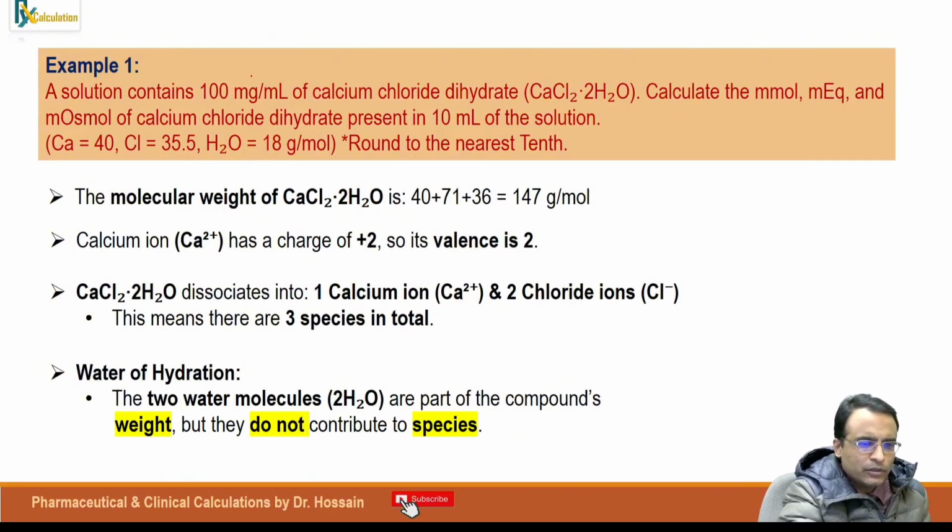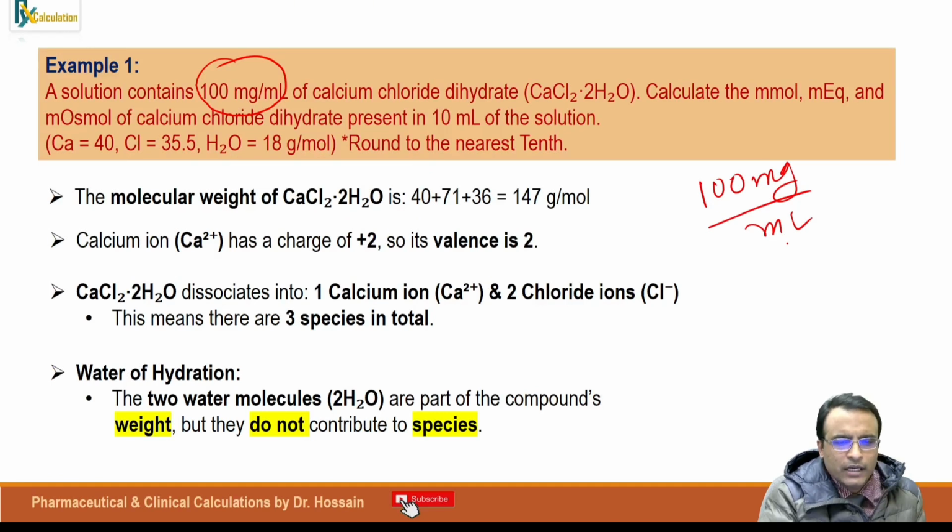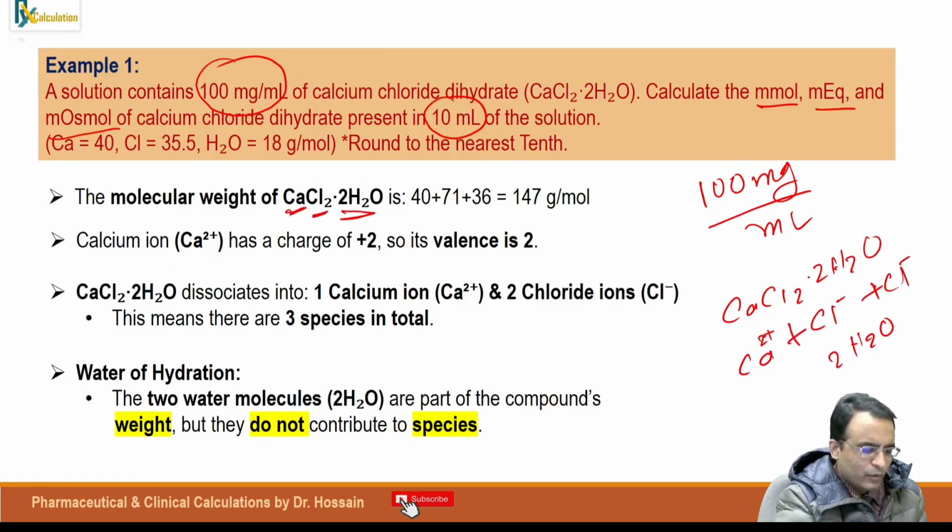A solution contains 100 milligram per milliliter of calcium chloride dihydrate. Calcium chloride dihydrate. Let's calculate the molecular weight.